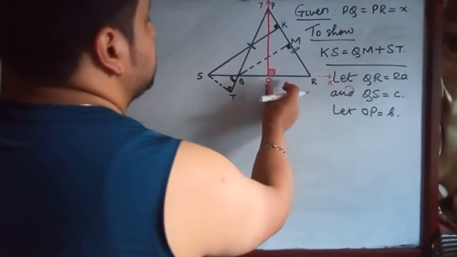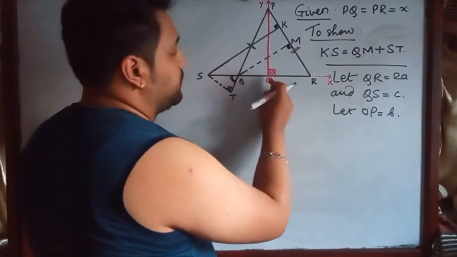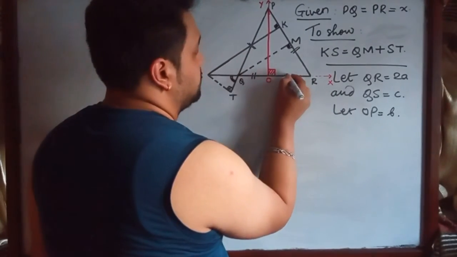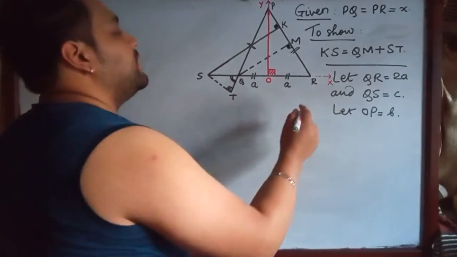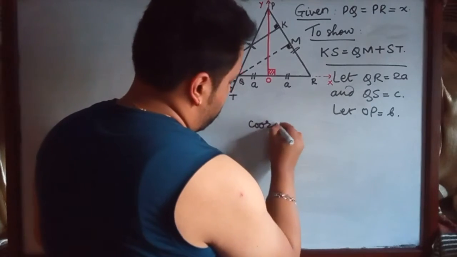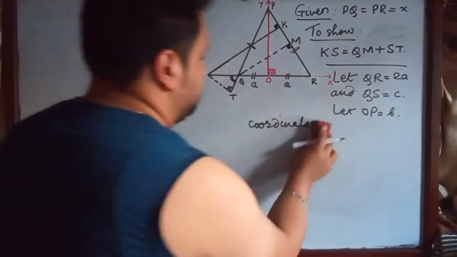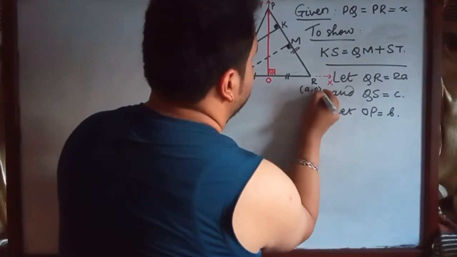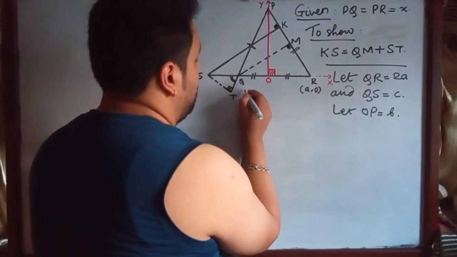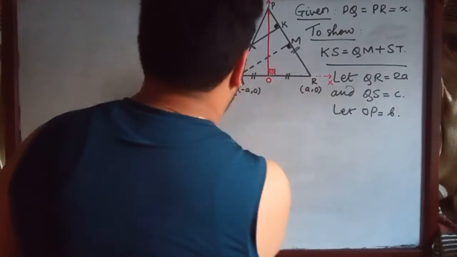So this is an isosceles triangle. This is perpendicular, so it must bisect the base, as a result of which this length will be A, and this length will be A. So the coordinates of R are A comma 0, and the coordinates of Q are minus A comma 0. This is A towards the negative direction.